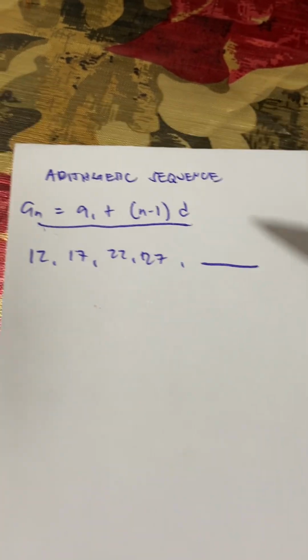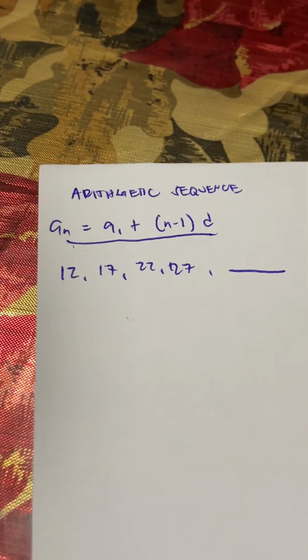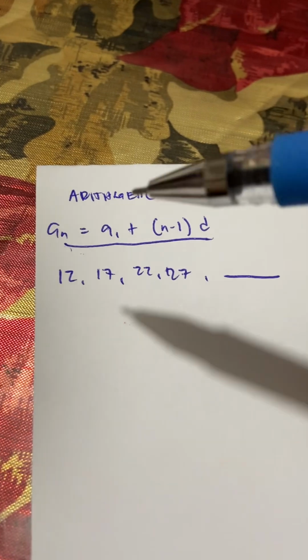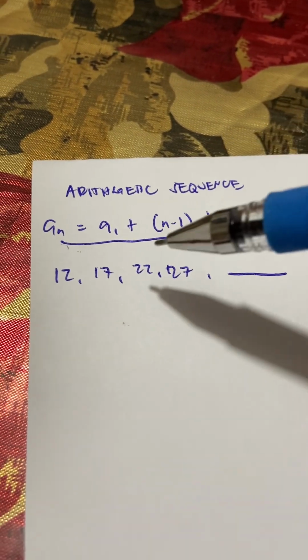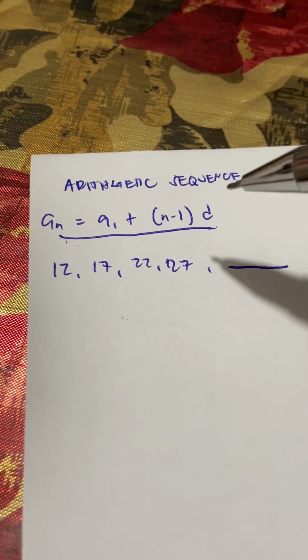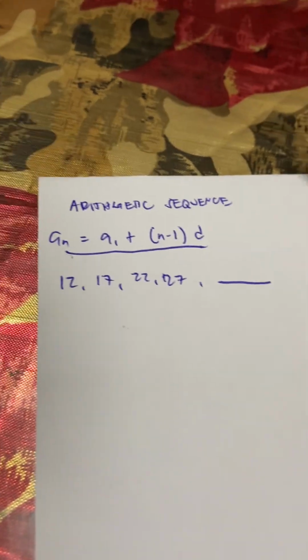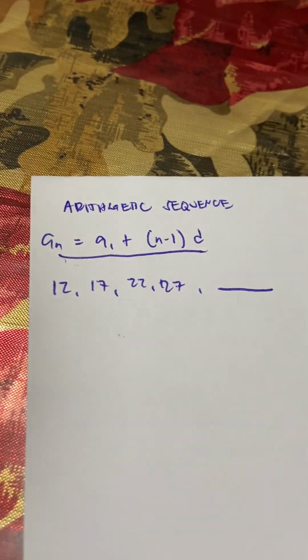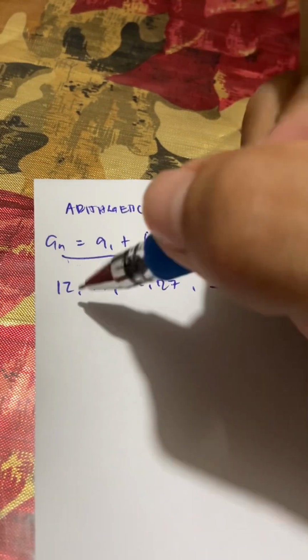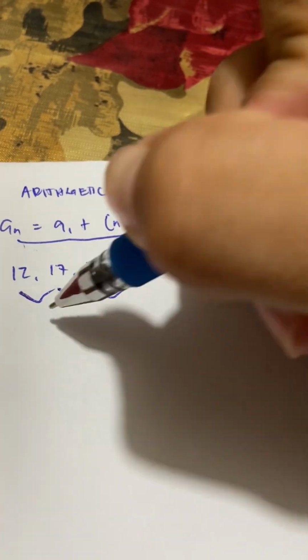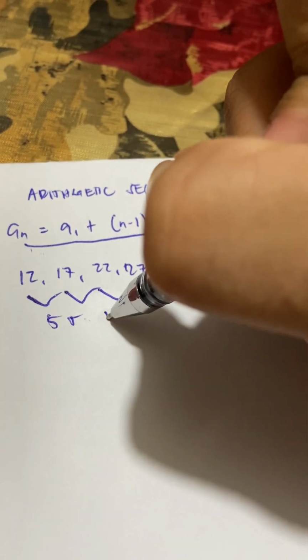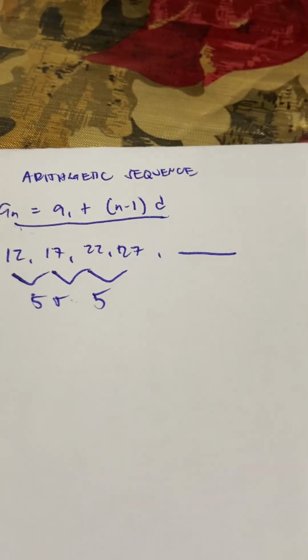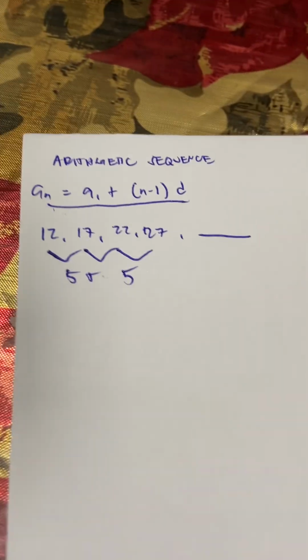So first we're gonna find the common difference. What's the common difference? 12 plus 5 is 17. 17 plus 5 is equal to 22. 22 plus 5 is equal to 27. So its common difference is 5. Now we're gonna find the fifth term.